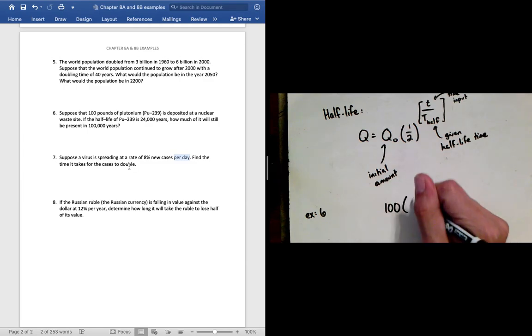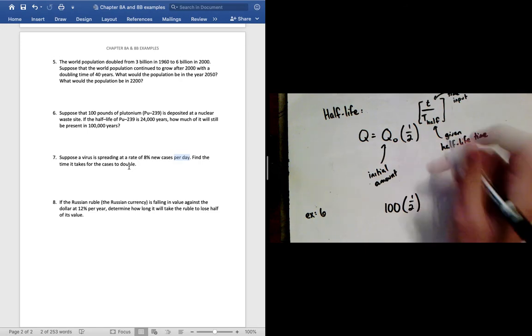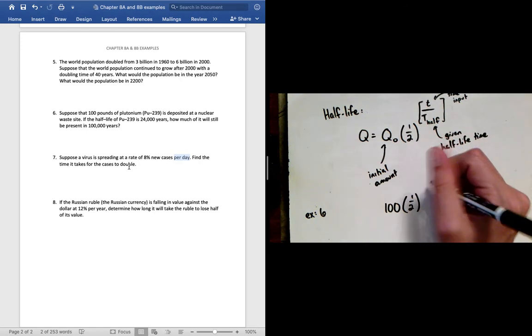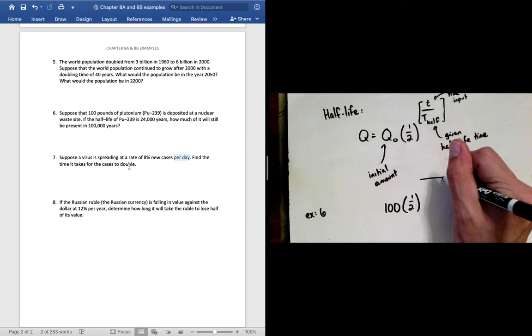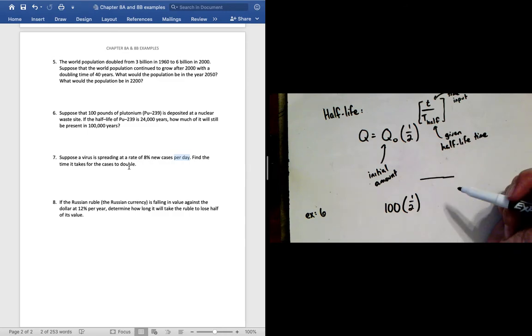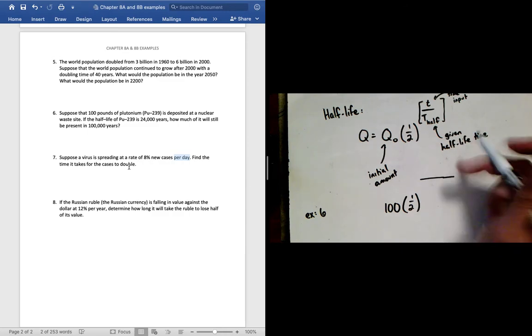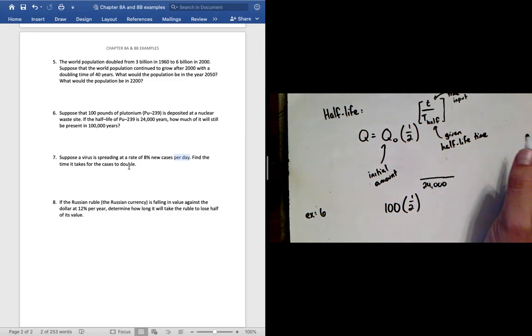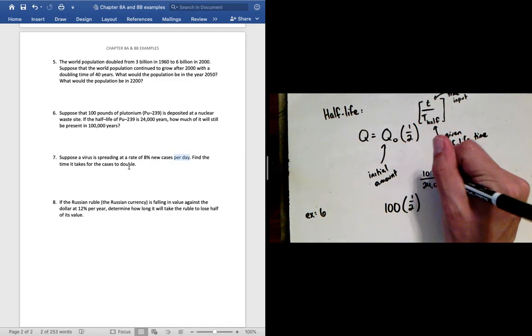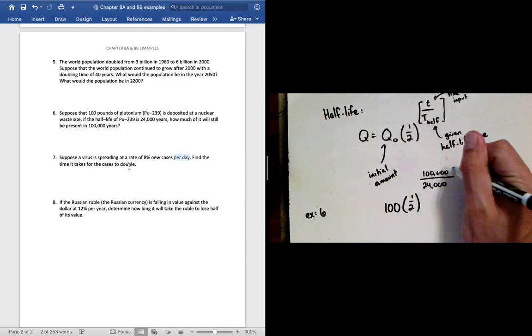We're going to multiply that by 1/2, raised to our fraction up here is going to have 100,000 and 24,000 in it. Question is, which one goes where? Always fill in the half-life one first. Told us that the half-life was 24,000 years. So that's our denominator. And we're interested in how much will be left in 100,000 years. So that's our numerator. Don't forget your parentheses.